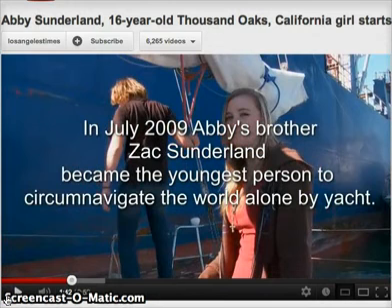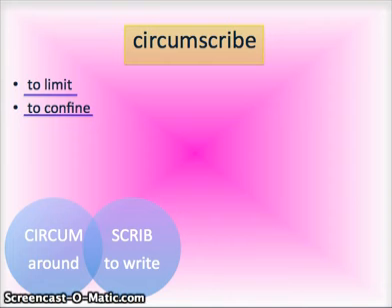And there's our word, circumnavigate. So this story talks about how she wants to circumnavigate in her sailboat, so sail around the world. She wants to circumnavigate the globe, and her brother actually did it by yacht on his own. So, yay, circumnavigate.